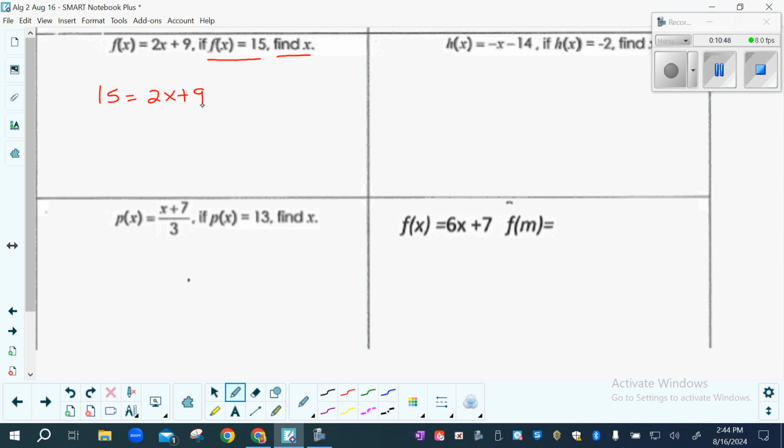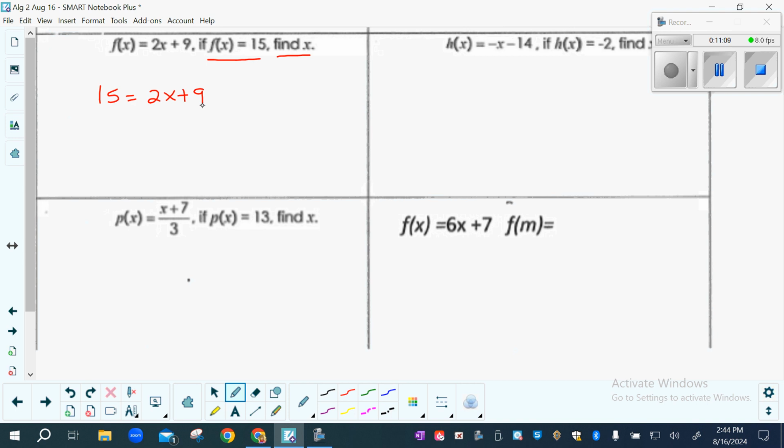So again, this time we have f of x is 15. We didn't have f of 15. A really common mistake on this one is students want to put a 15 in place of the x. It's what equals what. So this time it's f of x is 15, so we're taking the equation and setting it equal to 15. Now how would we solve for x?